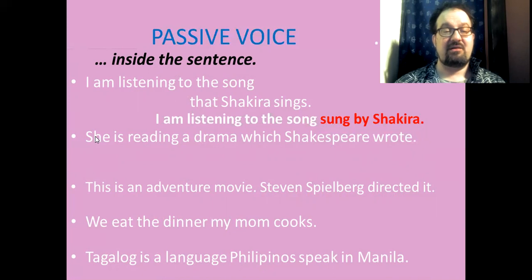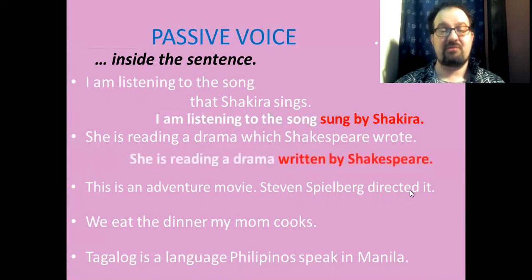Okay. She's reading a drama which Shakespeare wrote. Which drama? The drama written by Shakespeare. Okay. So that's why it's not the drama is written by Shakespeare, because it's not a full sentence. Just part of the sentence there. The sentence is there. She is reading. Okay. Written by Shakespeare is just a post modifier.